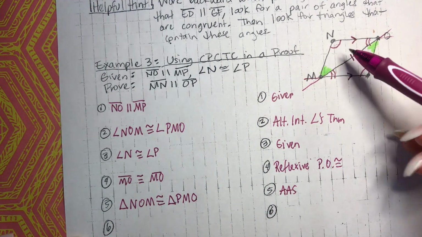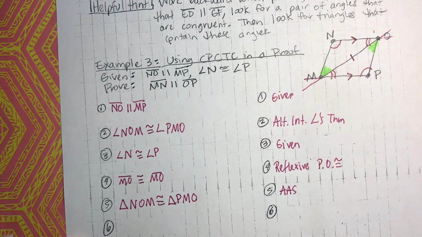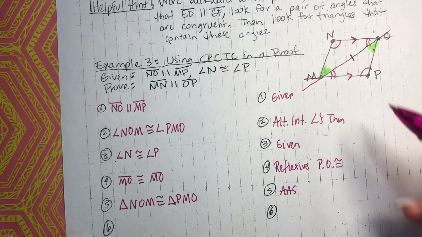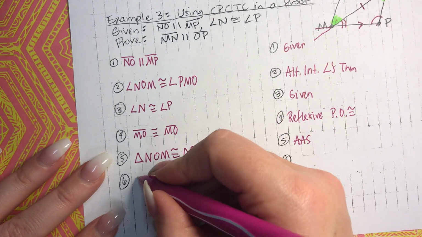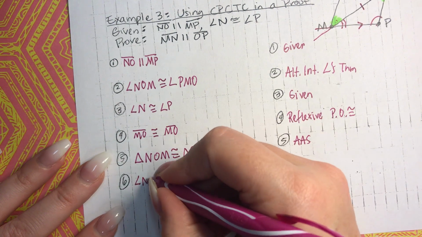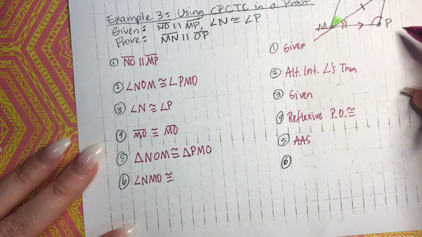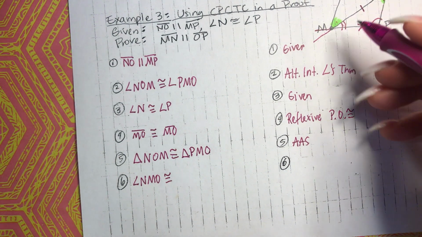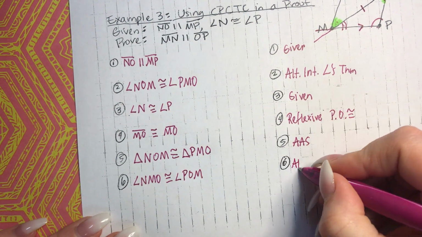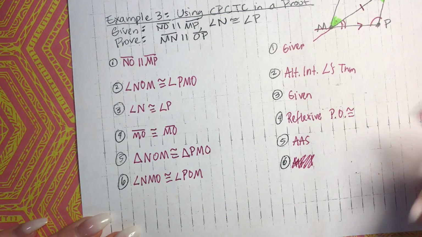All right, cool. So now we use those 3 pieces of information. This statement unlocks the door to the other 3 pieces of information, which would be this angle and this angle, right? Being congruent, which is what we need. So we're going to say angle NMO is congruent to angle POM because of the alternate, no, not because of that, because of CPCTC.